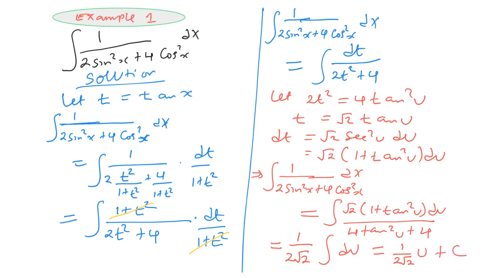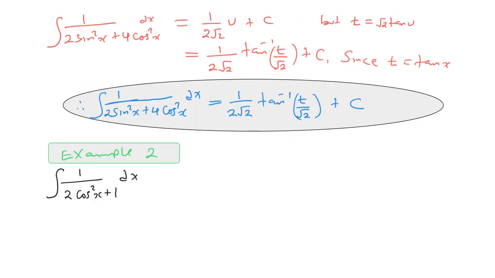So we now make a back substitution. What is u? Okay, u is the tan inverse of something, or t, and it is tan of something. So let's do that, and then we shall be done. Let's look at the second example.